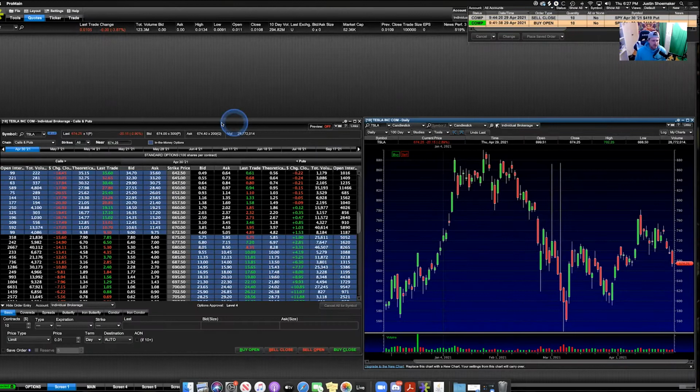All right, you guys. So as you can see here, I have Tesla pulled up, and on the right-hand side is the actual chart of Tesla. So this is where the stock is actually trading. This is the common stock chart. On the left, you will see the options chain. So this is where you'll trade options.